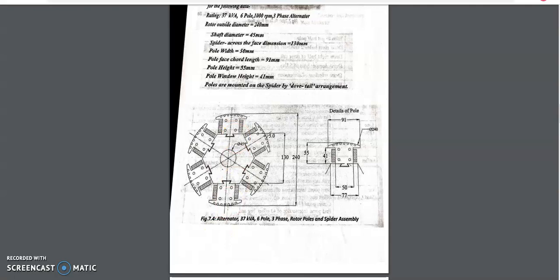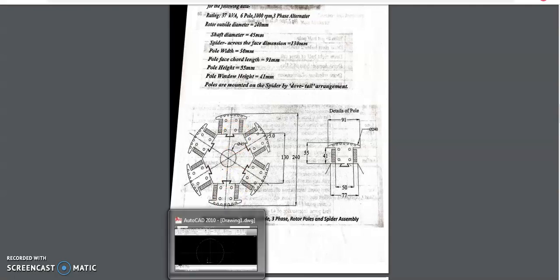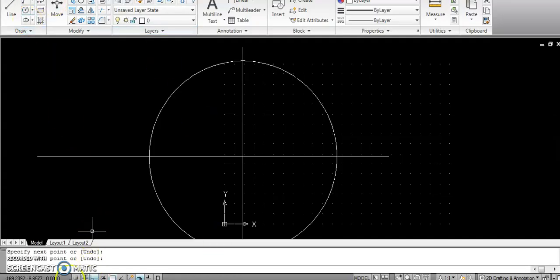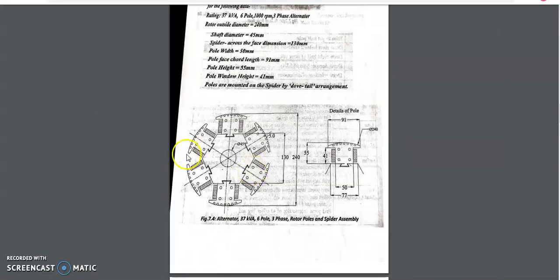As I told, first you have to give the polygon. In the previous case we had done the square, right? Same way, polygon. How many sides do we have? 6: 1, 2, 3, 4, 5, 6.